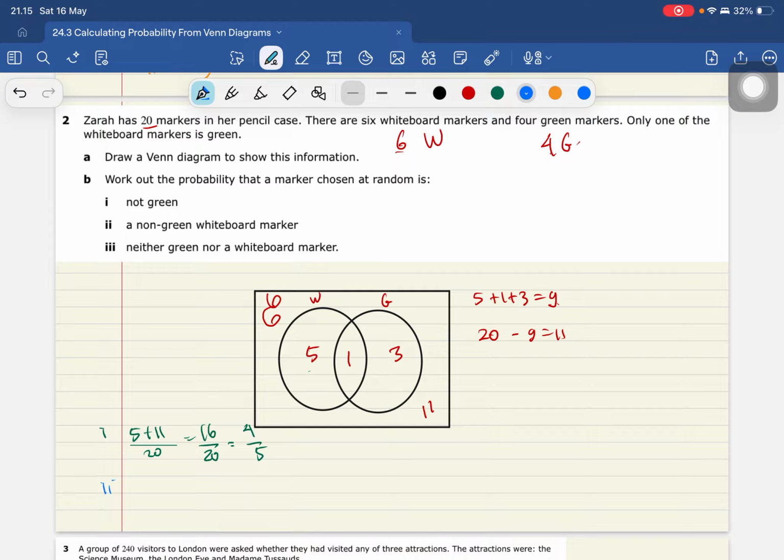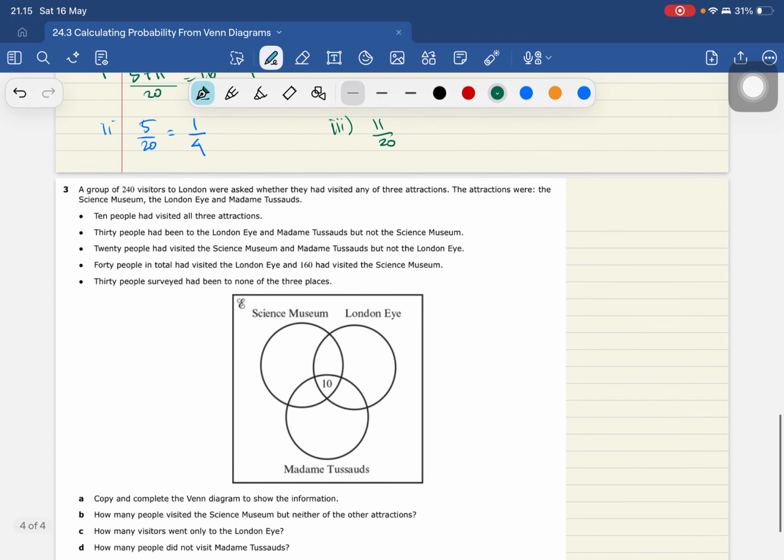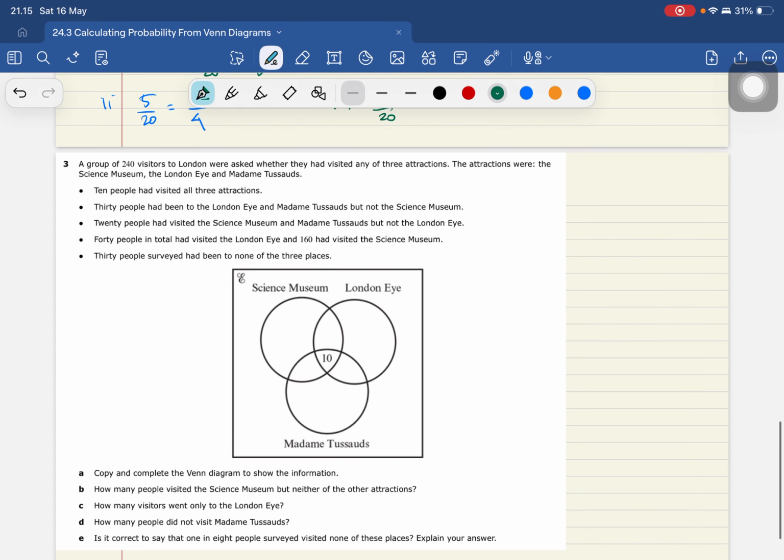Next, the second, a non-green whiteboard marker. So it's only 5. So out of a total of 20, this is 1 over 4. Here is neither green nor a whiteboard marker. So here outside is 11. So that is 11 over 20. This is the simplest form. Okay, next.